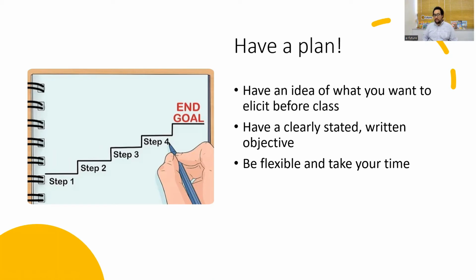So have a plan. And I mentioned this earlier, have a clearly stated or written objective. It often is very helpful to write your class objective on the board at the start of class and leave it there so that you can refer back to it, especially if your class gets off the rails. You can say, okay, well, hold on. What are we talking about today? What do we want to learn today? And you can refer back to the class objective and rein the students back in. So have a plan is the first step to creating creativity.